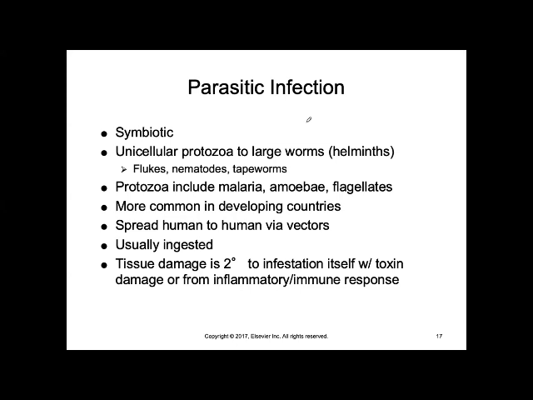They're more common in developing countries because of the lack of public sanitation in those regions, where the potable water and the wastewater are often the same, right? The potable water is the drinking water. So they can be spread by fecal-oral route, they can be spread by insect. It all depends on what sort of parasite we're talking about. They can be ingested, right? Tissue damage is secondary to infestation, with toxin damage and the inflammatory response that takes place.